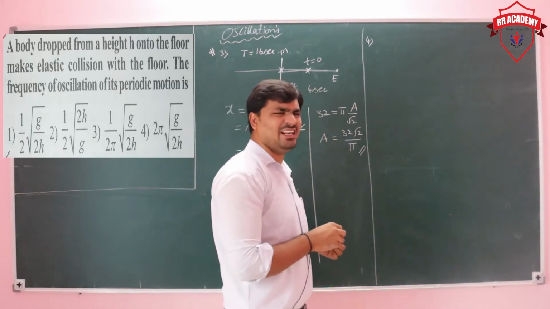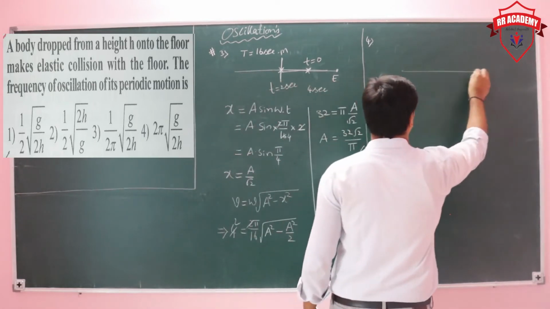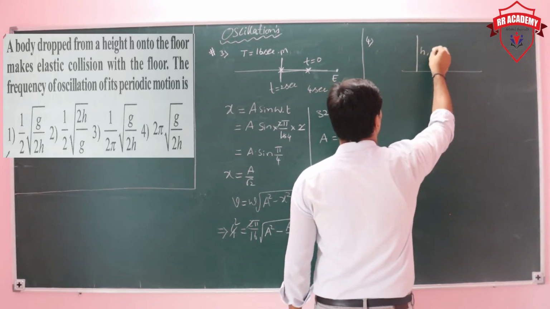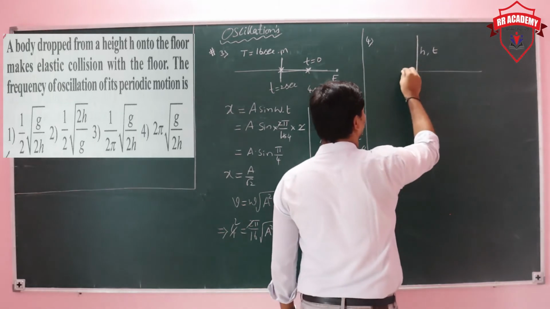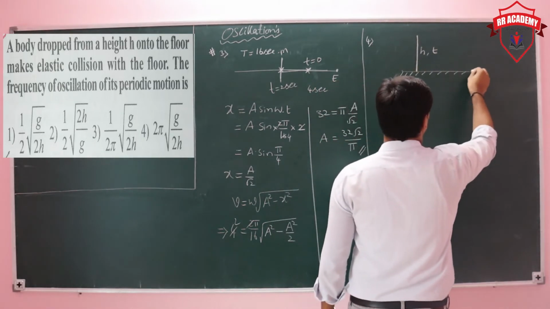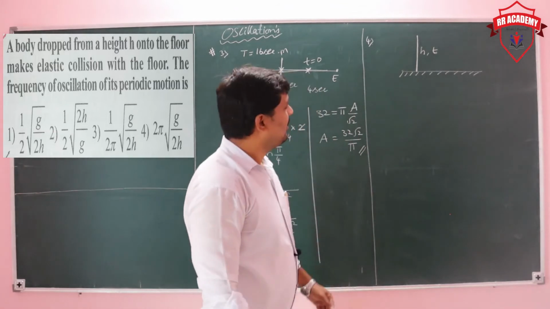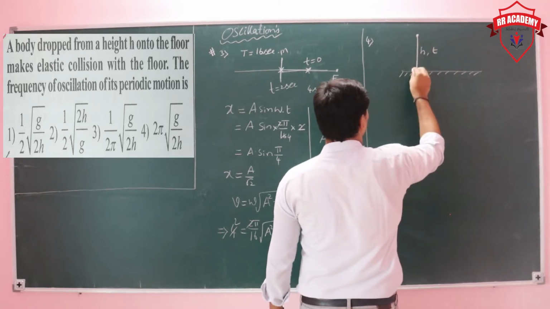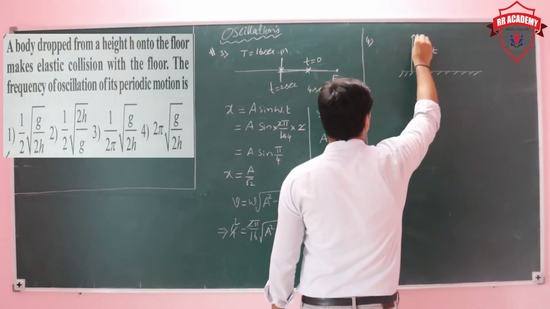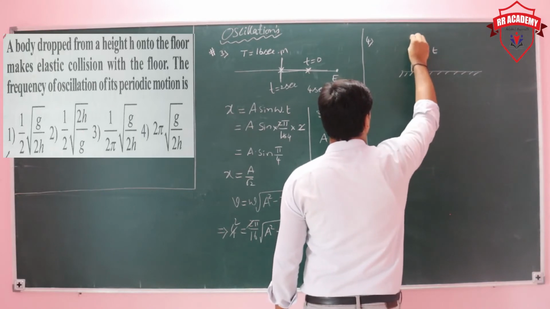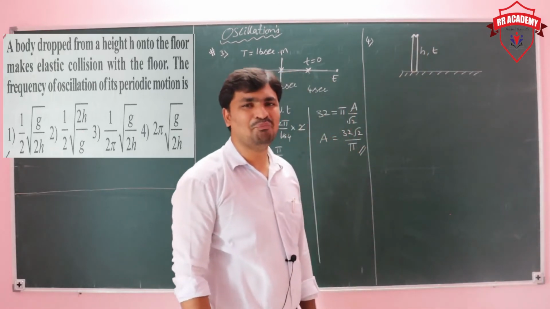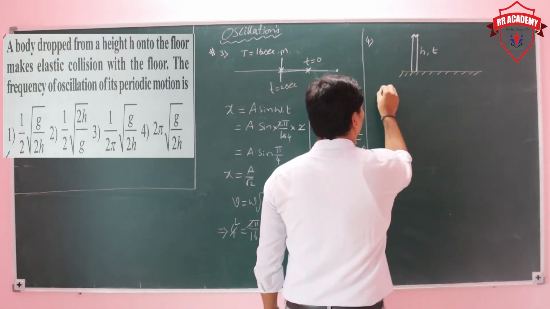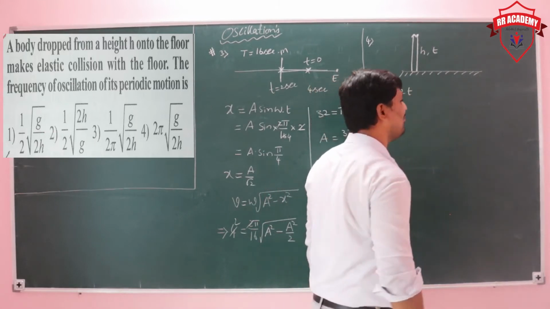Very simple question, but you have to think logically. We are dropping from a height h, and the time taken by the body to reach the ground we consider as t. Is it a complete oscillation? No. Again it has to reach the highest position. When it reaches the highest position, we call it a complete oscillation. Now the time period of oscillation is 2t.